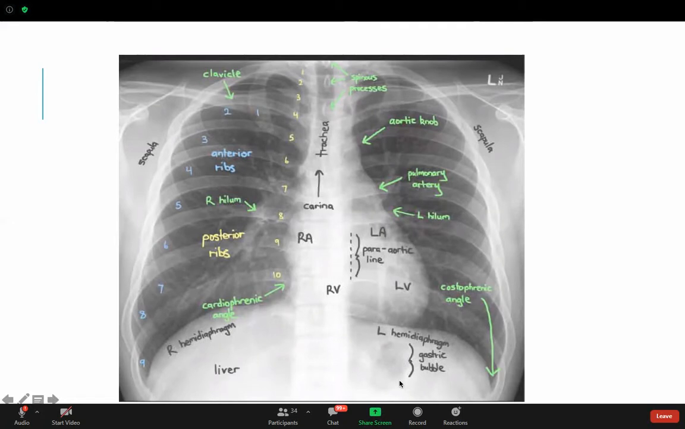This is the gastric bubble. This is what we call the costophrenic angle. This is the left one, and this is the right one. And don't forget the scapula. And if she is a female, we're also going to see the breast shadow all over here. Okay, this is just very basic chest X-ray locations.